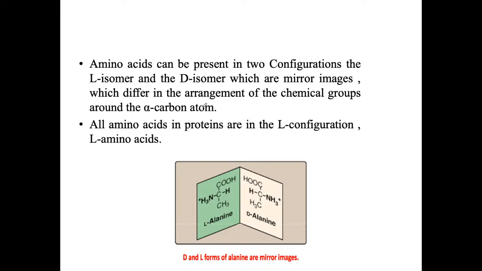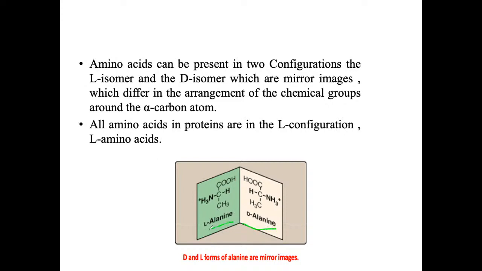Then amino acids can be present in two configurations, as we have discussed: L isomer and D isomer, levorotatory and dextrorotatory, and both of them are mirror images of each other. It's just that they are in a different arrangement of the alpha carbon atom. The proteins and amino acids are in the L configuration, or L amino acids. So here we can see there's L-alanine and D-alanine.